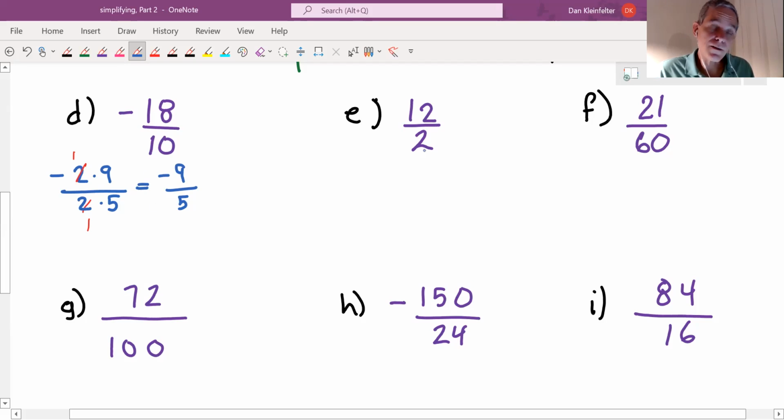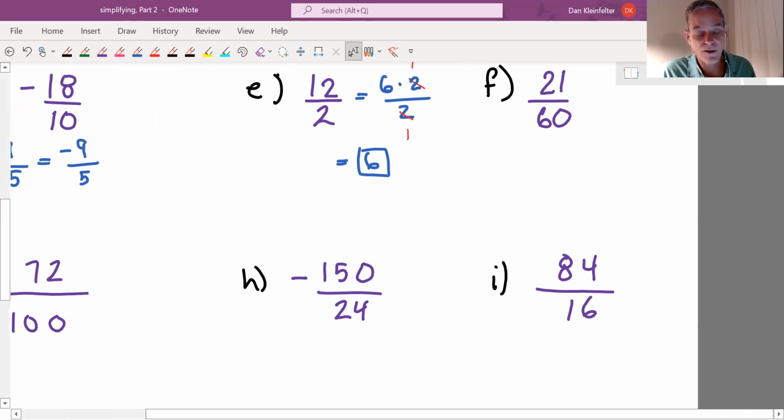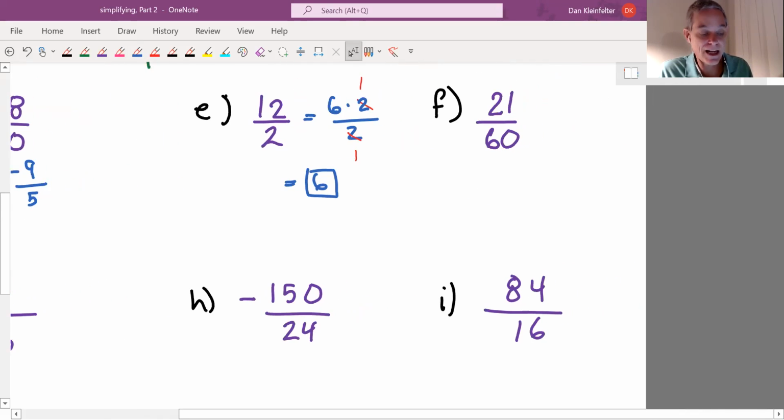Okay, 12 and 2. I know that 12 is 6 times 2, and 2 is, of course, just 2. And then we can divide out that common factor of 2, which leaves us only 6. Just 6, not even looking like a fraction. And if you look at it, 12 divided by 2 is something you knew long before you knew about fractions. 12 divided by 2 is 6. We just looked at it kind of from a fraction point of view.